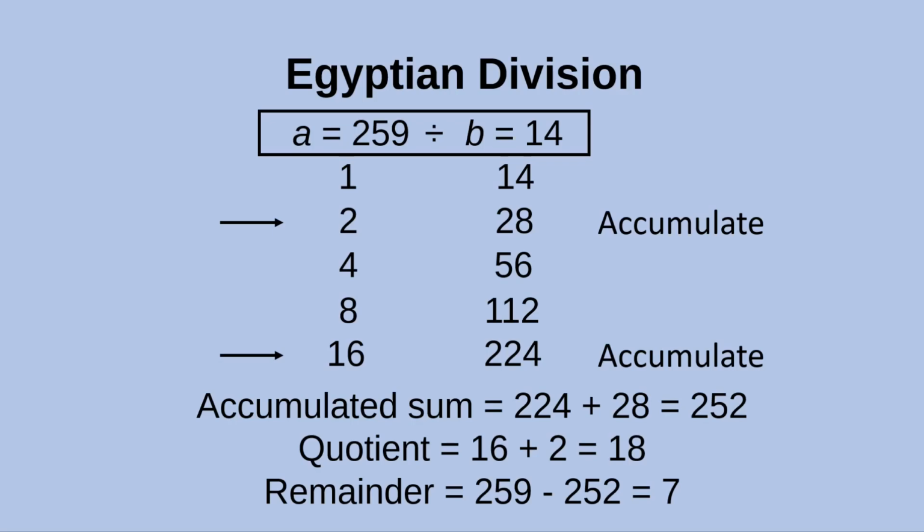So you can see that the sum for now is 252. It is actually the closest possible sum that can get close to the dividend. So in this case, we just add the corresponding numbers on the first column. So we will get the quotient being 16 plus 2, which is equal to 18. So when we find out the accumulated sum, we can add the powers of 2 to get the corresponding quotient. And of course, the remainder is just equal to the dividend minus the accumulated sum. So we have 259 minus 252 to get 7 as the remainder.